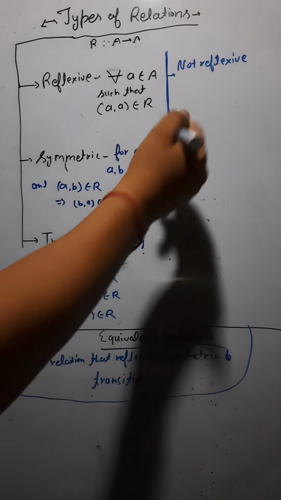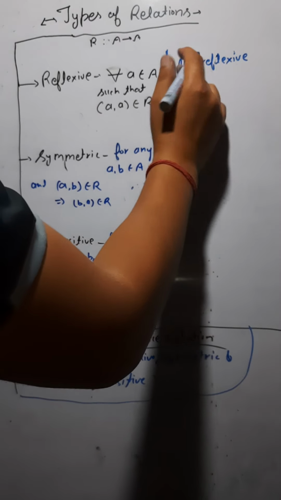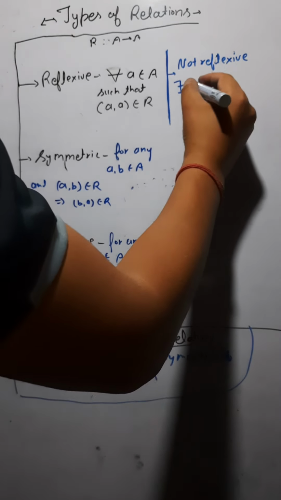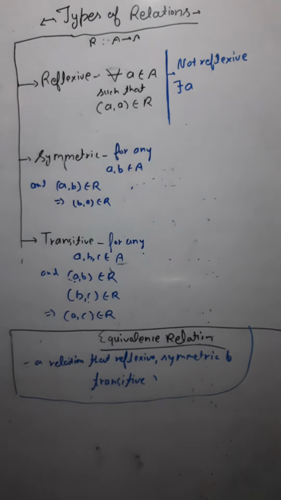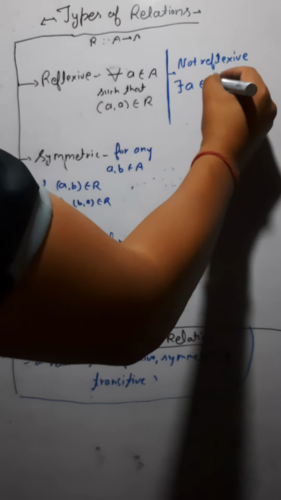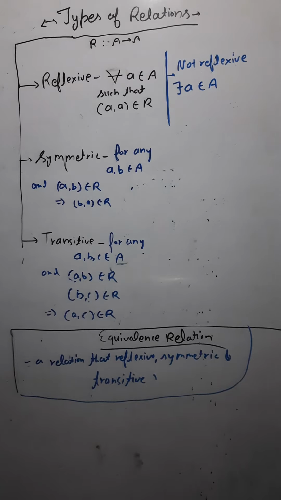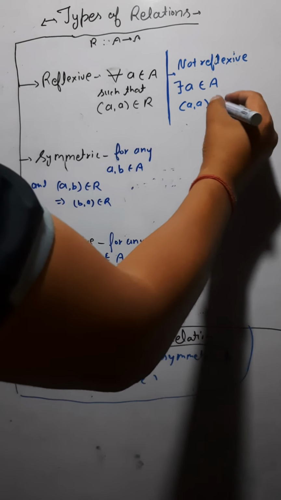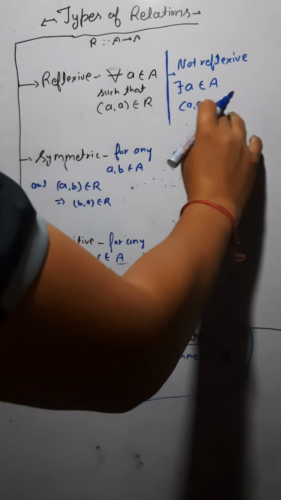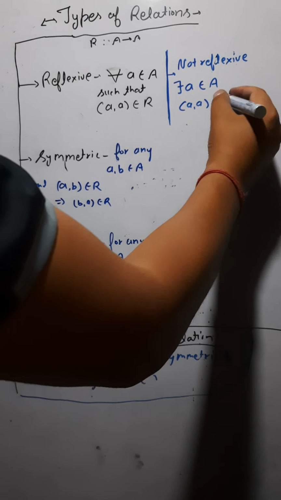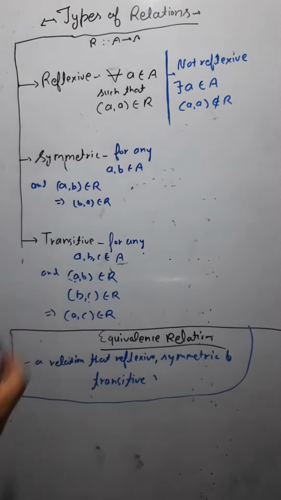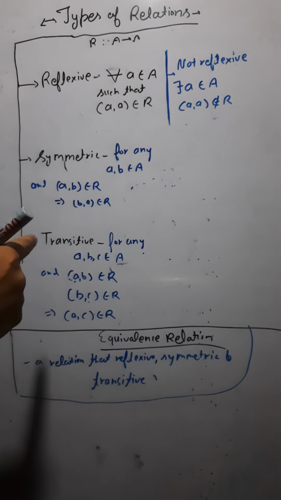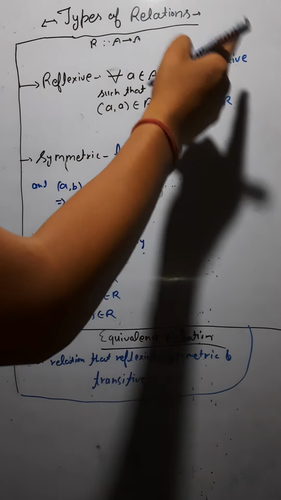Like if there exists, this is the symbol of there exists, an element a that belongs to A, getting this or not, and its doublet does not belong to the relation, then such a relation you would call not reflexive.